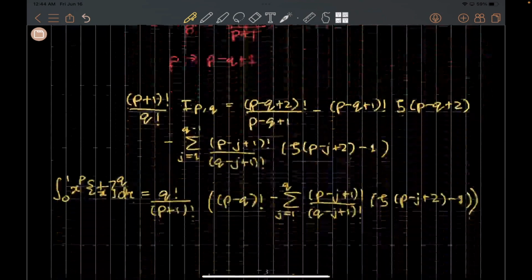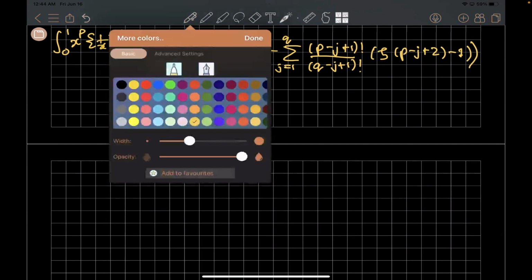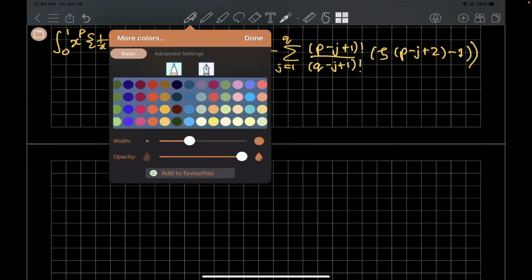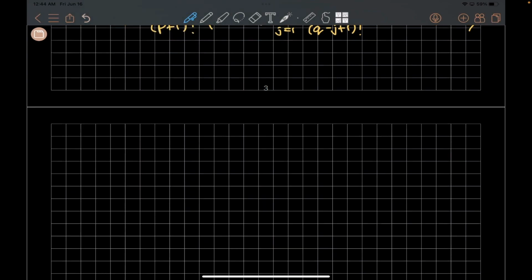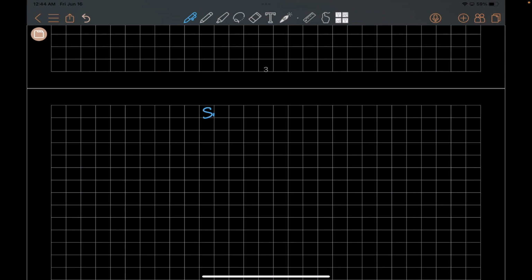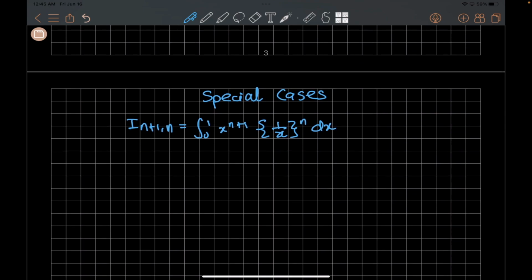Now, I would like to discuss two special cases of this, which will be useful to us in the next video I'm going to make, because I'm going to directly take the results. So don't say I didn't prove it, because I will just refer you back to this video. Special cases. So I'm going to take this special case. And you can see this obeys the condition of p greater than or equal to q, because n plus 1 is greater than or equal to n.